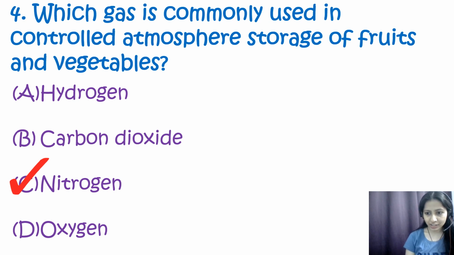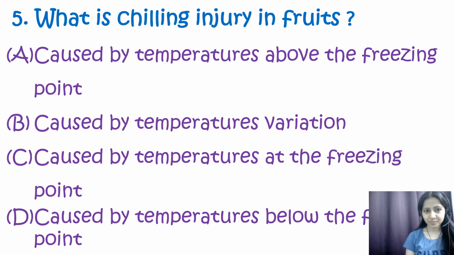So next question. So question number 5, what is chilling injury in fruits? So options are A caused by temperatures above the freezing point, B caused by temperature variations, C caused by temperature at the freezing point, and D caused by temperature below the freezing point. So over here the most appropriate answer is option A, that is caused by the temperature above the freezing point. So chilling injury in fruits is actually caused by the temperature above the freezing point.